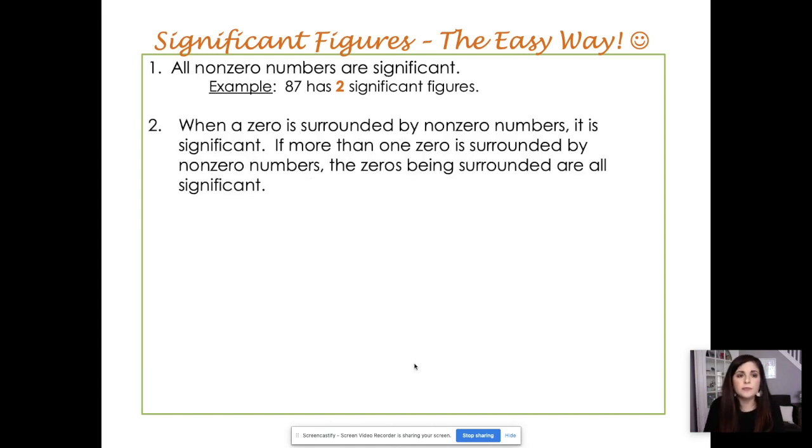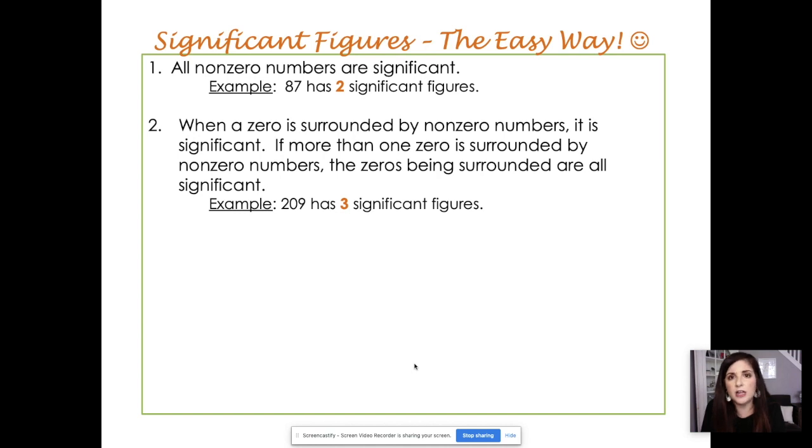The next rule. When a 0 is surrounded by non-zero numbers, it's significant. If more than one 0 is surrounded by non-zero numbers, the zeros being surrounded are all significant. So I like to say when zeros are sandwiched or when they're trapped in between 2 numbers that are not 0 makes them significant. For example, if I had the number 209, I have a solution.